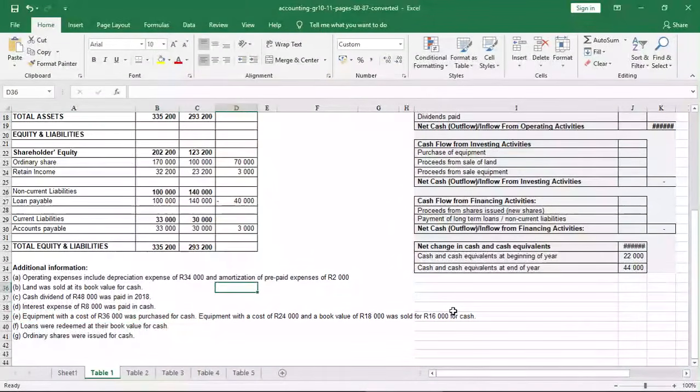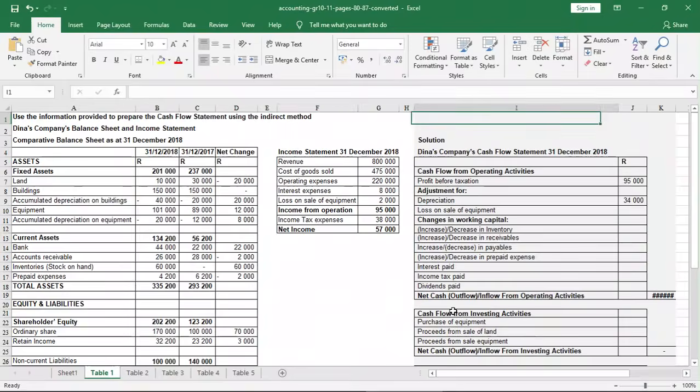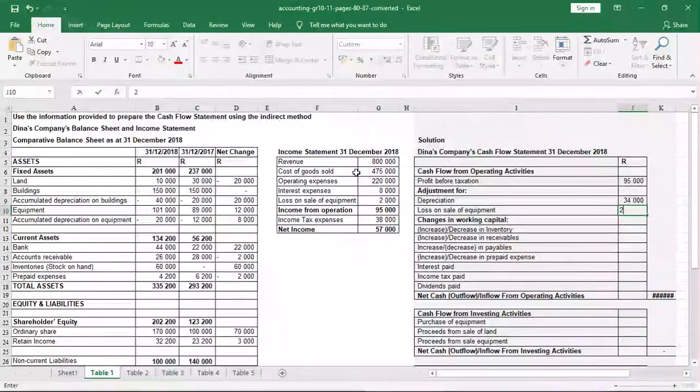So we have loss on equipment, and you might ask, why do we add depreciation? We add depreciation because it was deducted as an expense in the income statement, so we have to add it back because it's a non-cash item. And loss on sale of equipment was also deducted as an expense in the income statement, so we have to add it back. So we put it as a positive. If it was a gain, we'd put it as a negative because it was added, so we have to remove it. So we put 2,000 rand there.